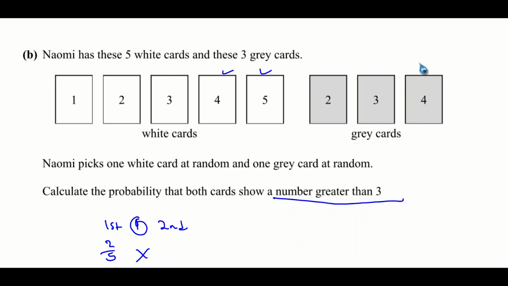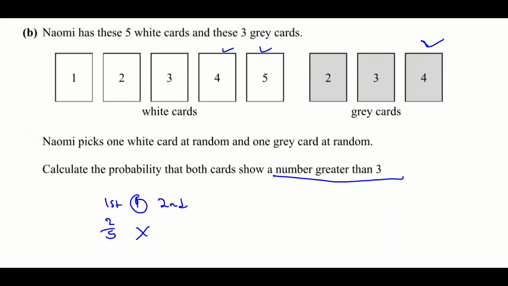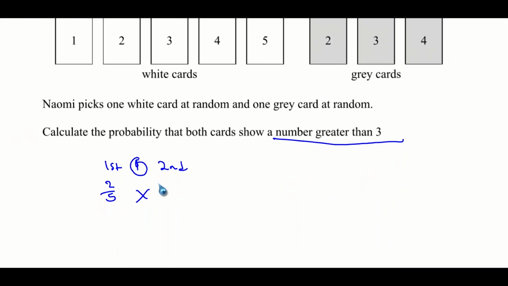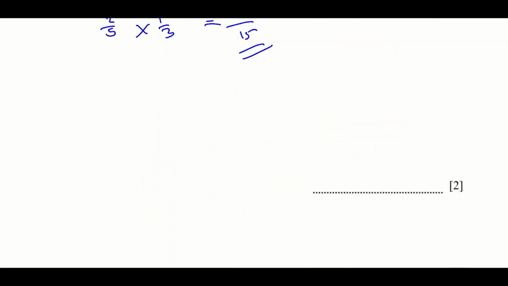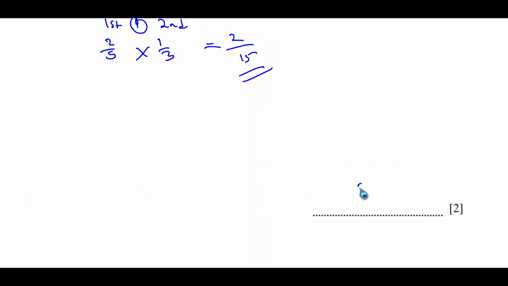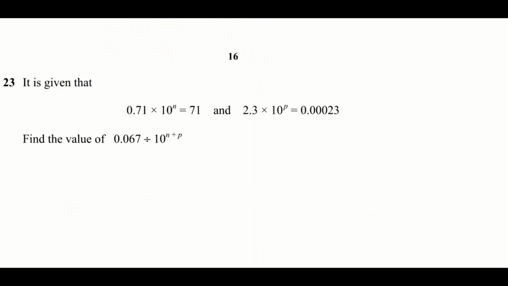And for the gray, we have only this to be greater than 3. That will be 1 out of 3. So you have 1 out of 3. So if you multiply, this will be 2 out of 15. So that will be the final answer. So let's scroll down, so you can put 2 out of 15 here. So the next question will be question 23.